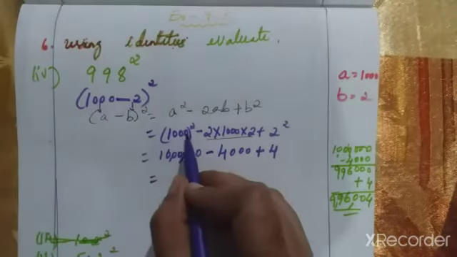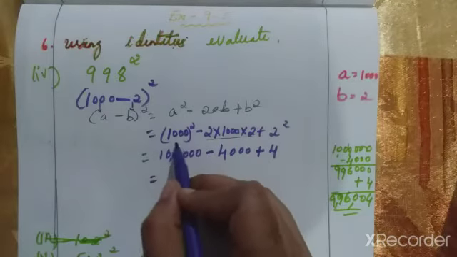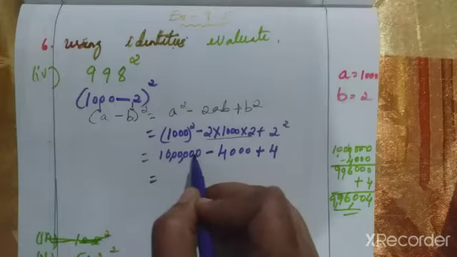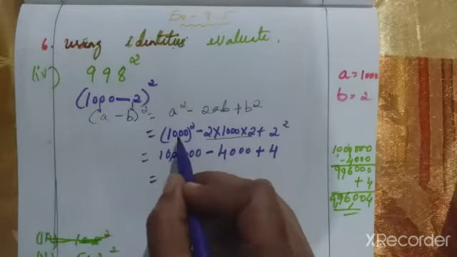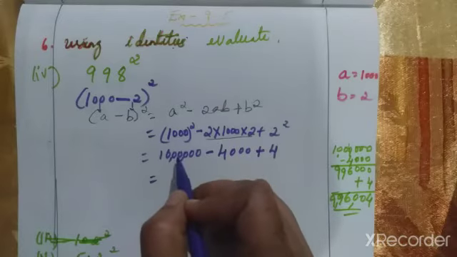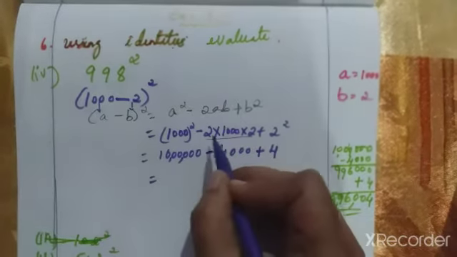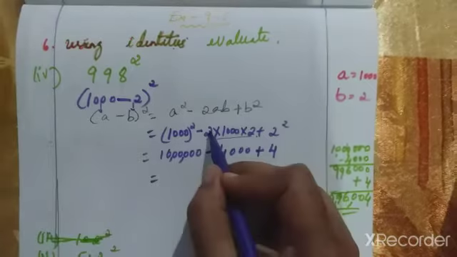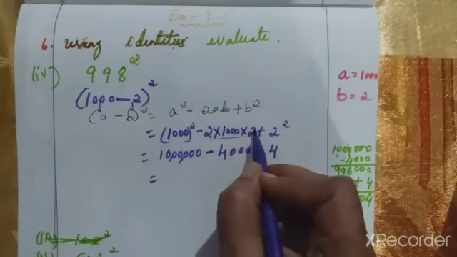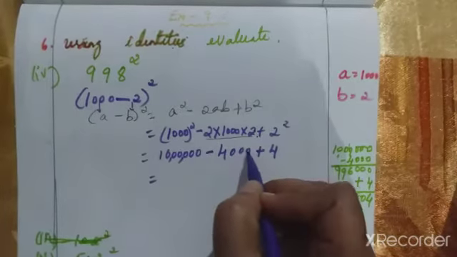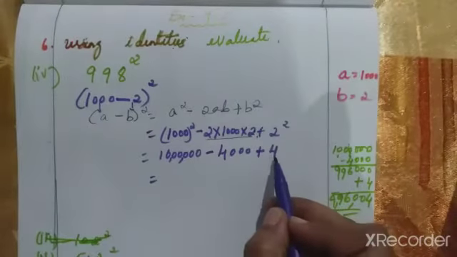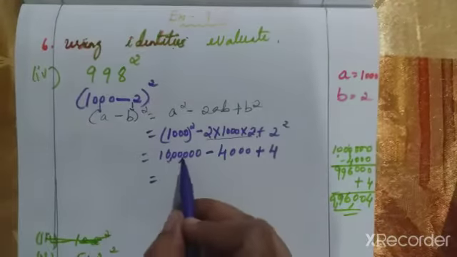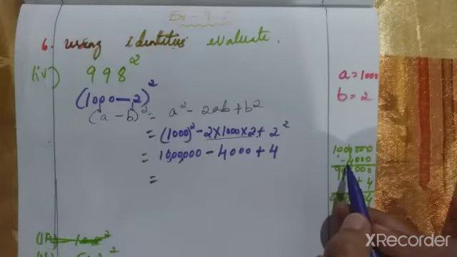1000 whole square means 1000 into 1000, which is 6 zeros. 3 zeros and 3 zeros, so 6 zeros. 1000 into 1000 is 10 lakh. Now we have to multiply 2 into 1000 into 2. 2 2s are 4. 4 into 1000 is 4000. Plus 2 square means 2 into 2, 2 2s are 4. Now here 10 lakh minus 4000, that we have to subtract.